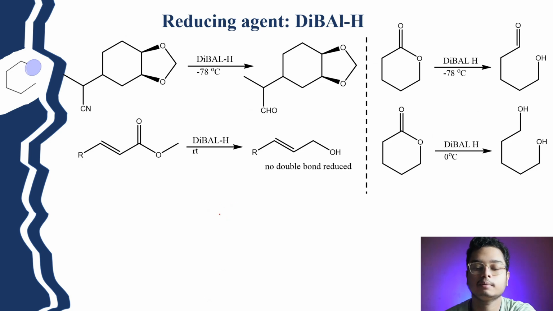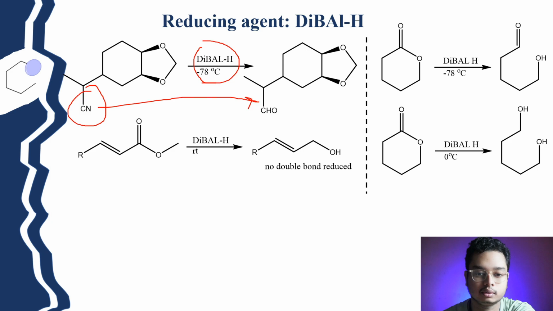Now let us talk about some reactions. Here you can see that a cyanide group is there, and DIBAL-H is used at minus 78 degrees centigrade. That cyanide is directly converted to its corresponding aldehyde.